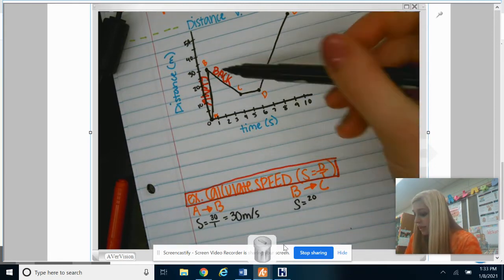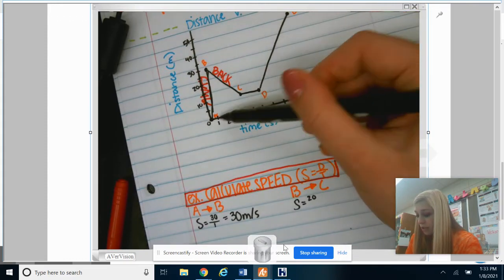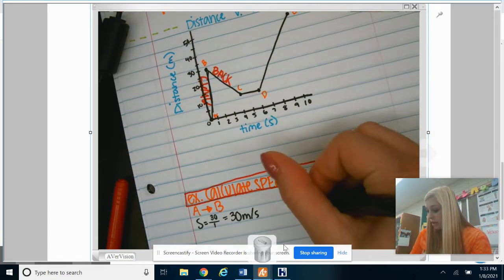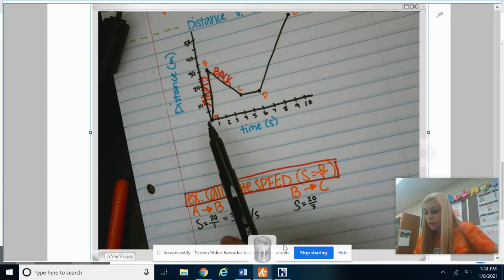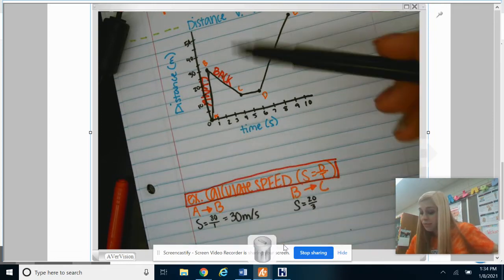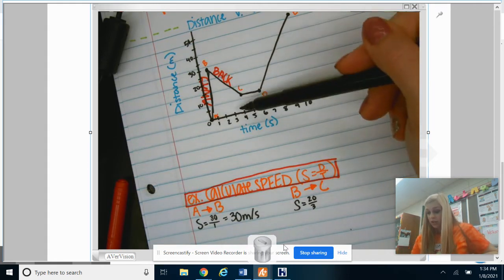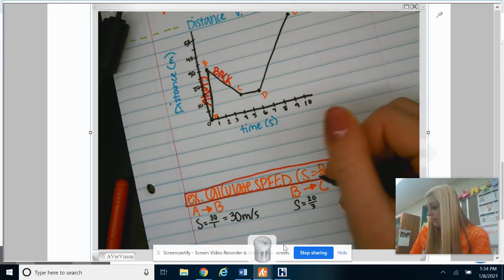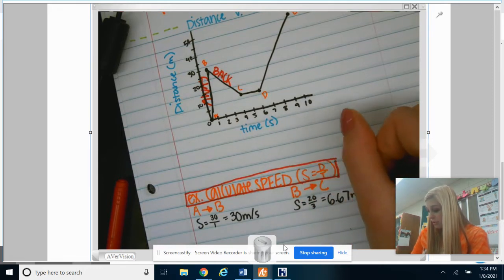How long did it take us? We started at 1 second, we went till 4 seconds. So 1, 2, 3. 4 minus 1 is 3 seconds. You're going to get this wrong if you say it took us 4 seconds, because point B started at 1 second. We went from B to C, which was at 4 seconds. So the change in time is 3 seconds. If we divide, that'll give us about 6.67 meters per second.